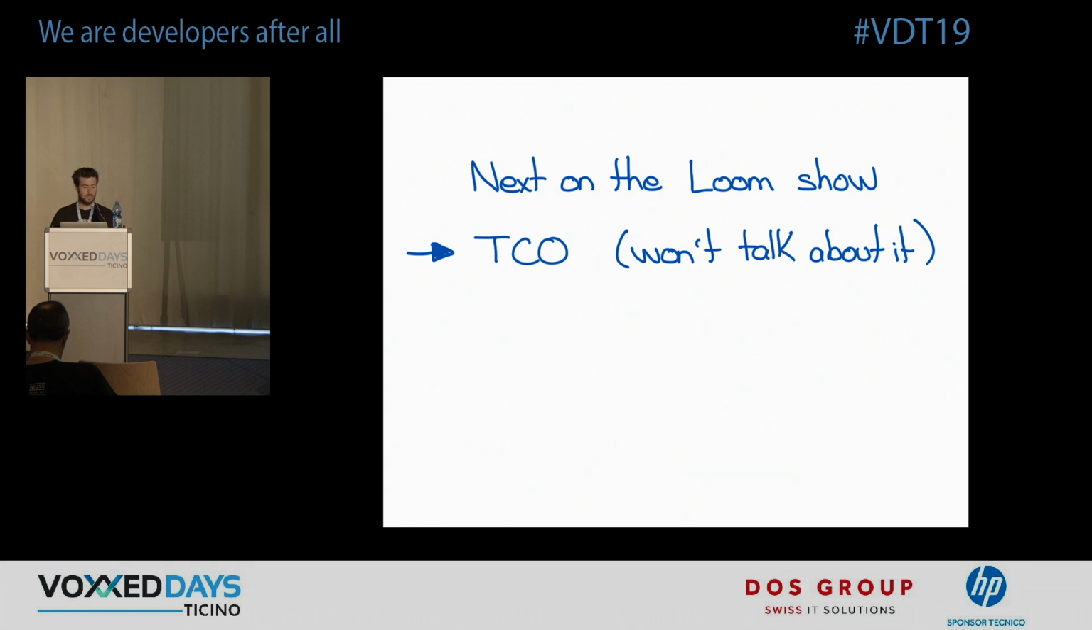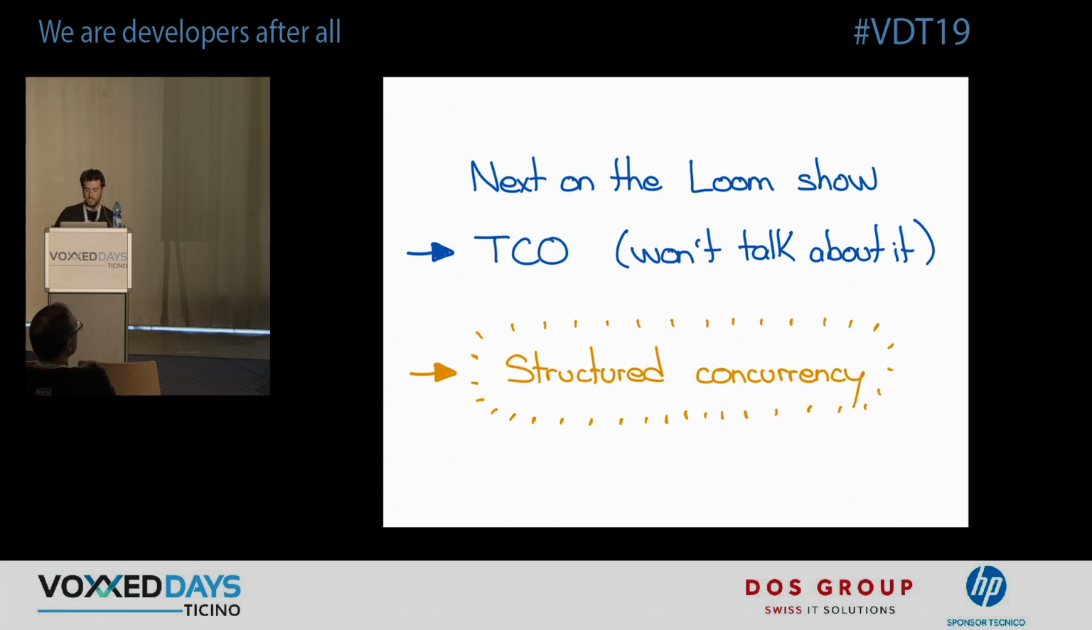Next on the Loom show: as I said, Loom is a prototype, and continuations and fibers were actually the first steps of the project. And the next step will be the implementation of tail call optimization, which I can't talk about because I haven't started the work on this yet. But I can talk about this concept that is named structured concurrency, which I had quite a hard time to understand. So I thought it might be very interesting to you.